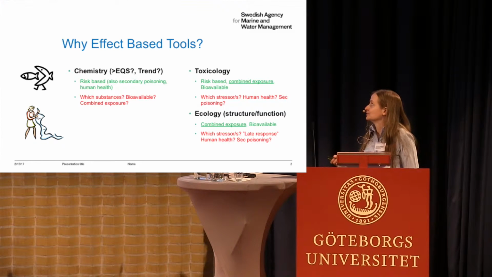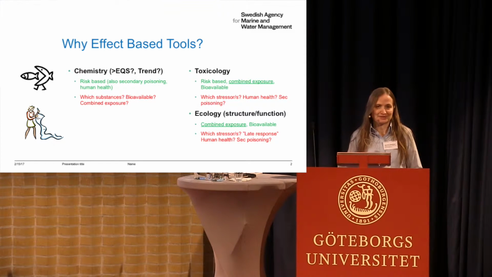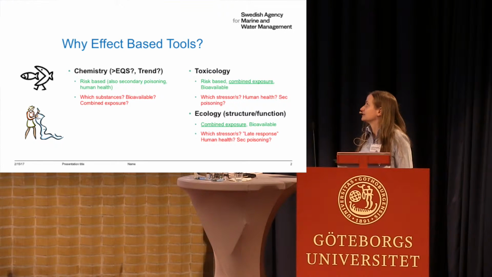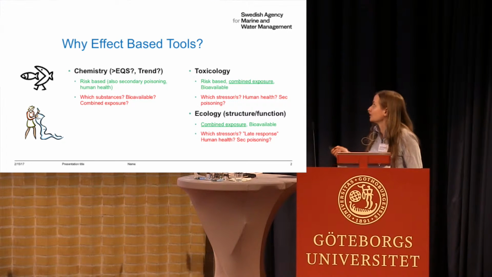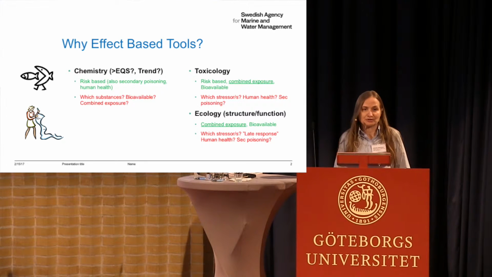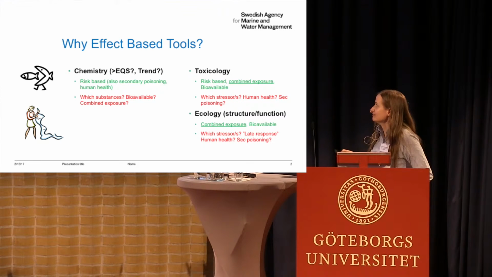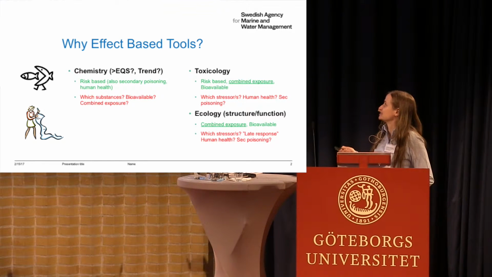So the effect-based tools, there are generally two types, we could say, or actually several subtypes. But what I mean with toxicology tools is like bioassays, biomarkers, and so on. And ecological tools is rather that you look at community structure and function. They're of course very interrelated, but we use all different terminology and just to explain that.